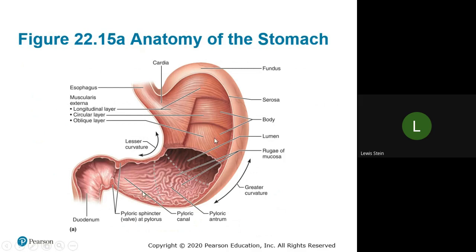The difference here, a third layer. Circular, longitudinal, doesn't look that way. Lesser curvature on the bend here, greater curvature here. The big deal is this oblique layer. There's the rugae, over and back, over and back, over and back.